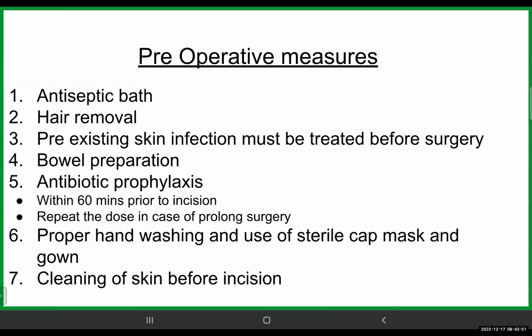Bowel preparation, and antibiotic prophylaxis within 60 minutes prior to the incision as per the CDC guidelines, and repeat the dose in case of prolonged surgery, like prolonged bowel surgery. Proper hand washing before the surgery and use of sterile cap, mask, and gown. Cleaning of the skin before the incision with alcohol-containing solutions over an adequate surface area.